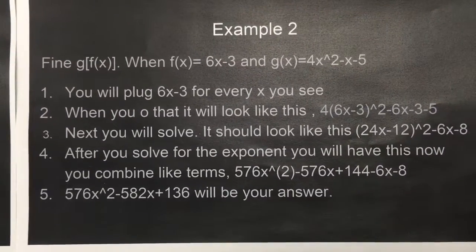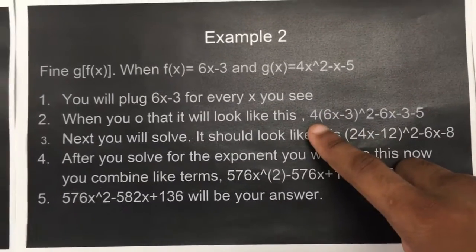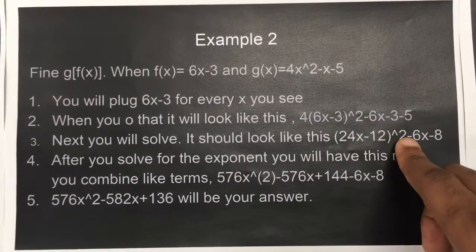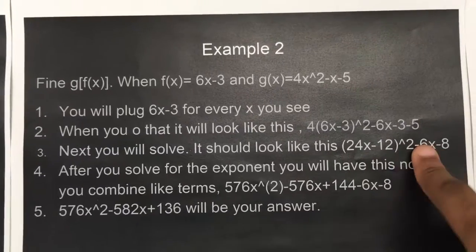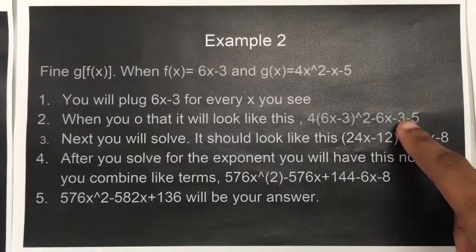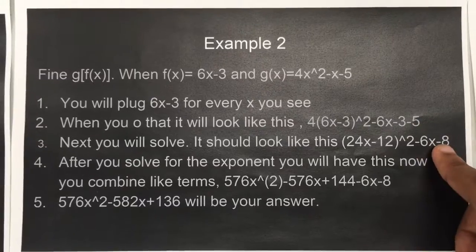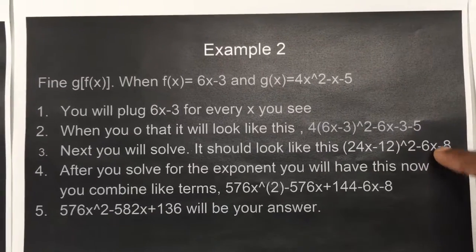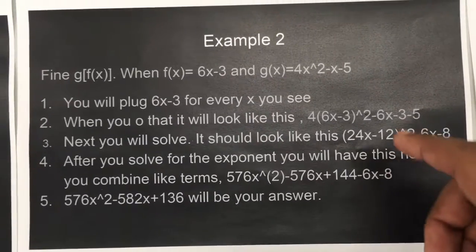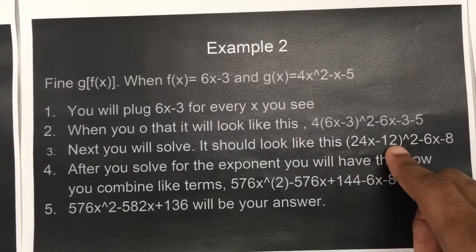And then when you solve, 4 times 6 is 24x. 4 times negative 3 equals negative 12. You still have to bring down your exponent of 2. Then you have negative 6x. You just bring that down because you have no like terms to combine. And with your negative 3 and your negative 5, you're going to combine them, which will give you negative 8. But you're not finished because you still have this exponent. So with this exponent, you're going to have to multiply this by itself.